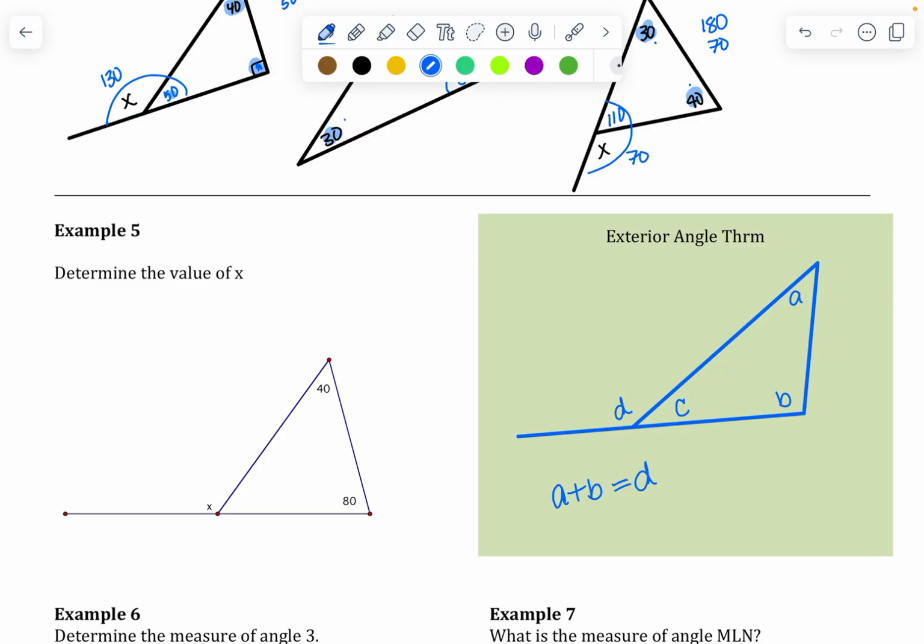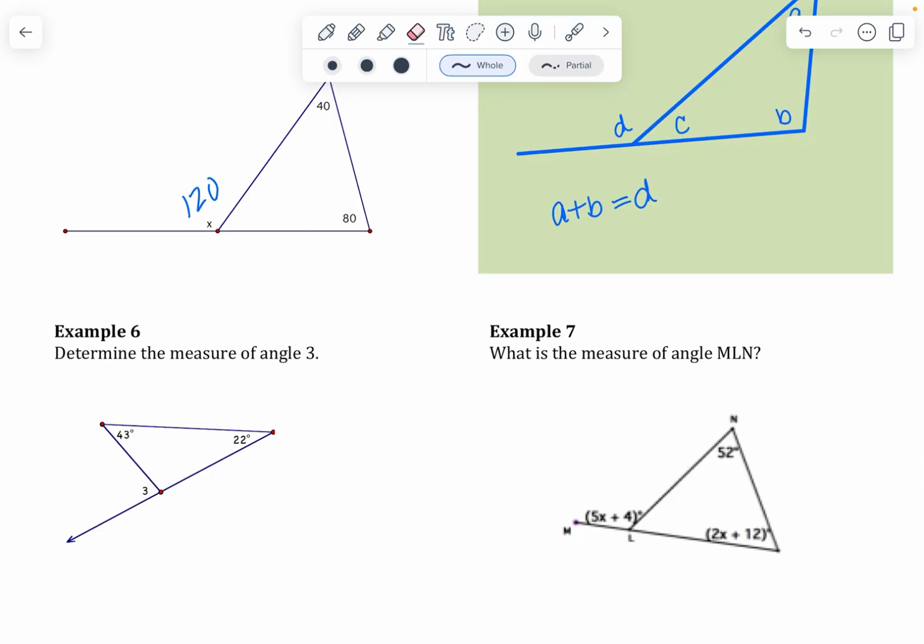Now, most of the time, if it's just numbers, you can always use the sum of the triangle and then subtract from the supplement, just like you did for those questions above. But if you have expressions, you might want to use this shortcut. So in example number 5, using the shortcut, we just add 40 plus 80 to be 120. Pretty straightforward, right? Same thing in example 6. If we're trying to find the measure of angle 3 out here, I add up the two interior angles, so 43 plus 22 is 65, and that is the measure of the exterior angle. You're just eliminating that one step, which will save you some time.